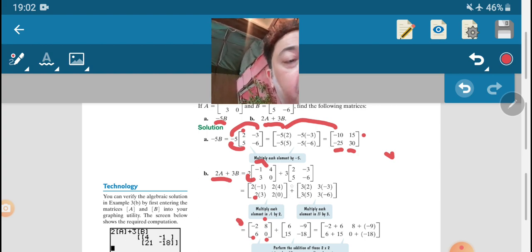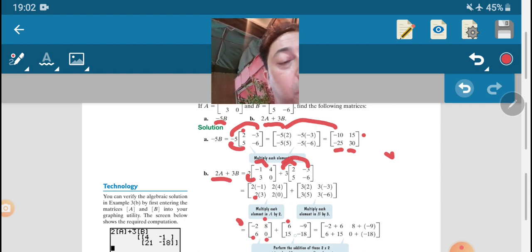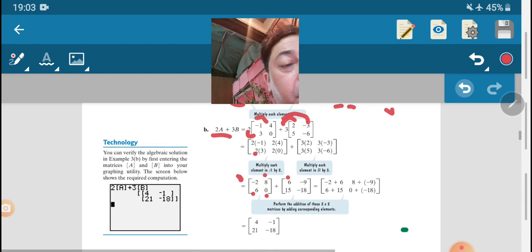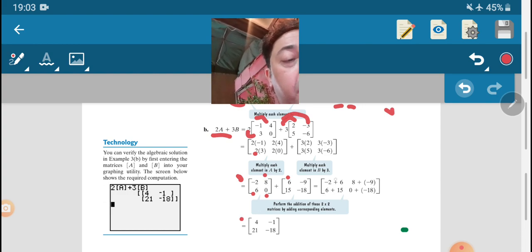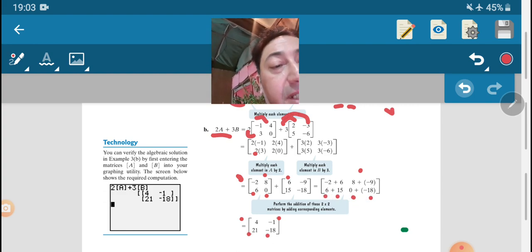Again, 3B. 3 times B. 3 times 2, 6. 3 times negative 3, and so on. 3 times 5, 3 times negative 6. If you want to add, they have the same order, 2 by 2. So add the first elements: negative 2 and 6, 8 and negative 9, 6 and 15, 0 and negative 18. Negative 2 and 6 is 4. 8 and negative 9 is negative 1. 6 and 15 is 21. 0 and negative 18 is negative 18.